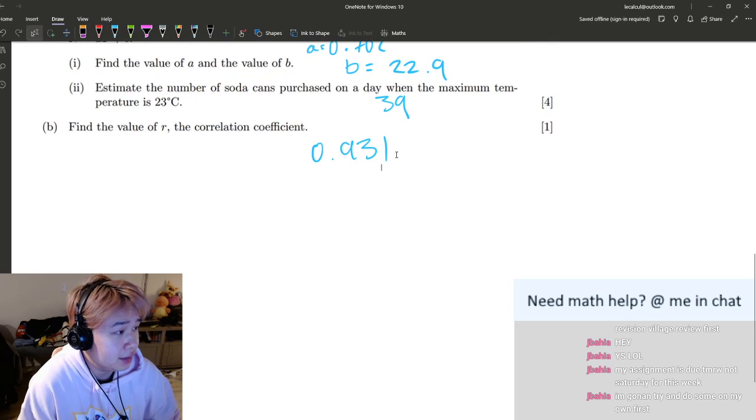And then if they were to ask you something about this, then this is a very strong correlation. Anything close to 1 is very good. And of course it's positive 1, so it's almost like a straight line.